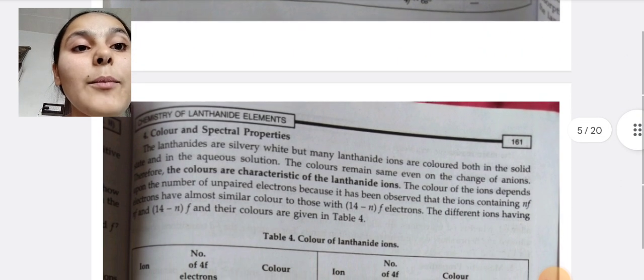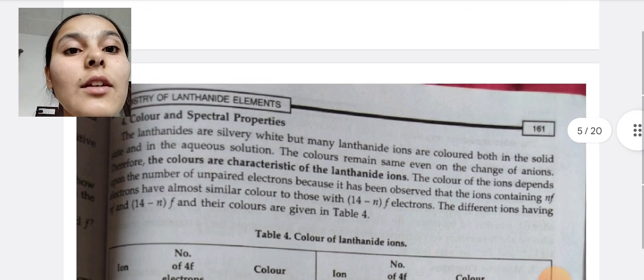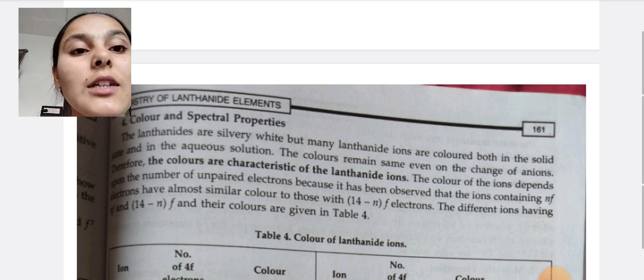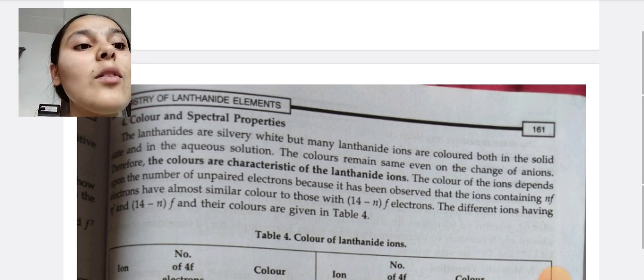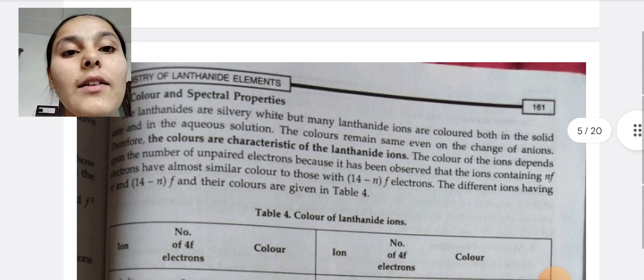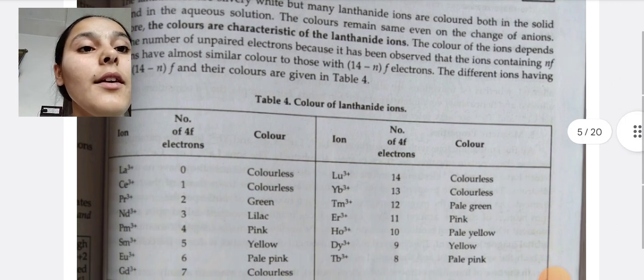Color and spectral properties. The lanthanides are silvery white, but many lanthanide ions are colored both in the solid and in the aqueous solution. The colors remain the same even on the change of anions. Therefore, the colors are characteristic of the lanthanide ions. The color of the ions depends upon the number of unpaired electrons, because it has been observed that the ions containing nf electrons have almost similar color to those with 14 minus nf electrons. The different ions having nf and 14 minus nf electrons and their colors are given in table 4.